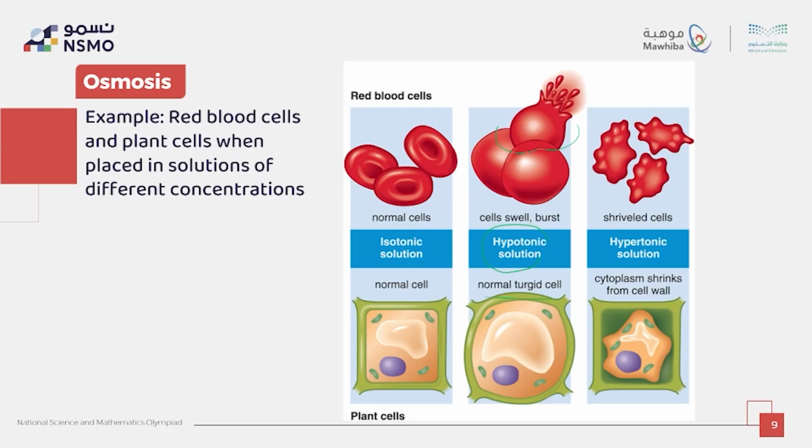The second scenario is in a hypertonic solution. The cell loses water and shrinks. And here in the plant cells, the cytoplasm shrinks away from the cell wall. Okay, and the normal case is in an isotonic solution. In an isotonic solution, the cell stays normal and balanced in both red blood cells and plant cells.